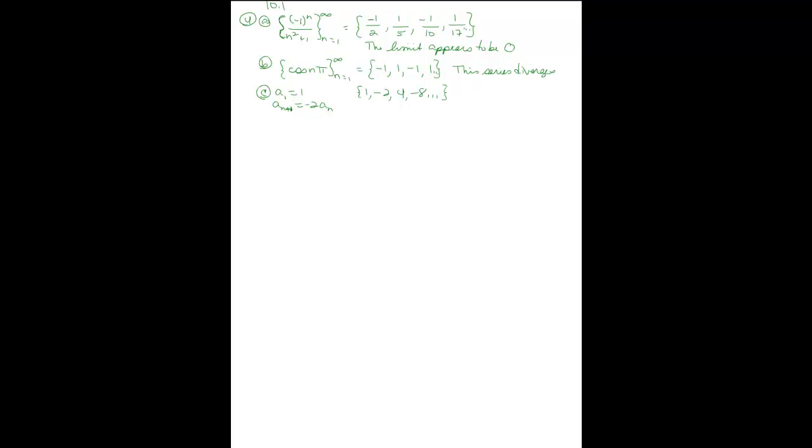Okay, it's alternating, but the terms are getting larger. They're increasing without bound because they keep doubling. So these dots would be alternating back and forth across the x-axis, but getting further and further away from the x-axis. So I say this one also diverges. And that's the end of example 4. So let's look at example 5.